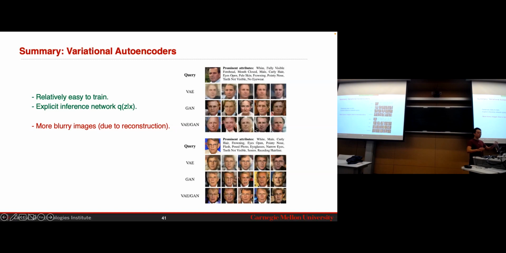But yes, any questions on VAEs before we move on to the next generative model?